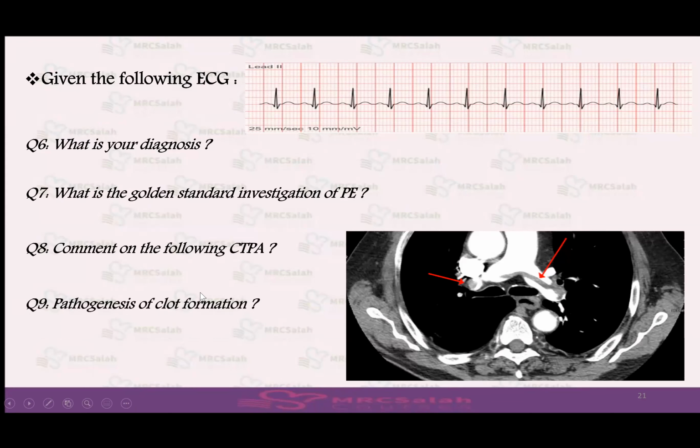What is the pathogenesis of clot formation, Dr. Abdurrahman? First of all, an endothelial injury happens, which triggers the coagulation pathway, and there will be platelet aggregation and platelet activation, as well as intrinsic pathway activation. Oh, I said it. Excellent. Okay. I finished this station.